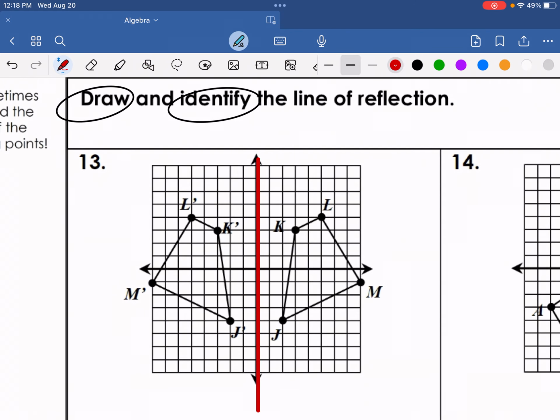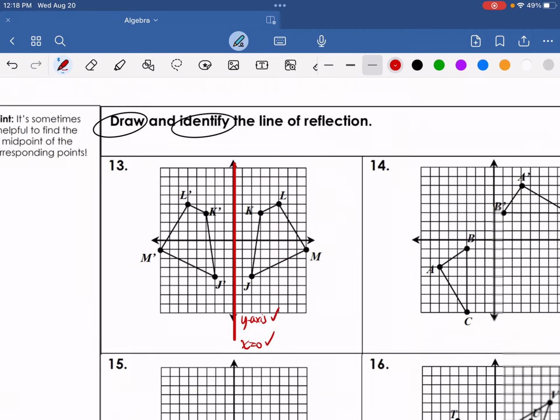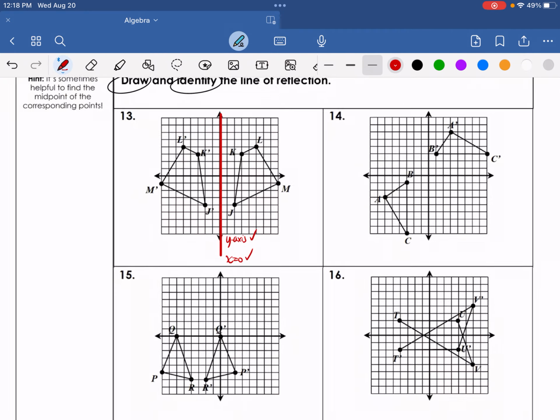So what is the equation of the line? For this one, you can give me two answers. You can just say y-axis, that's also correct. Or if you want to say x equals 0, that one's also correct. So both of these are acceptable. But it's only because it lands on top of the y-axis.